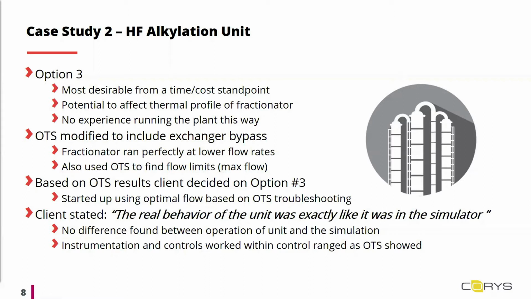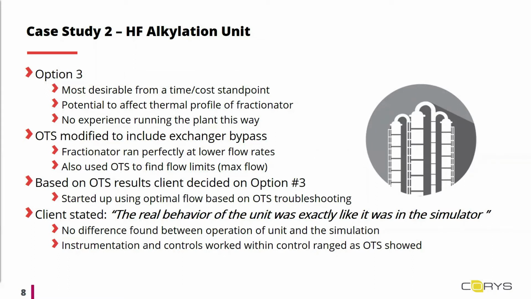So several scenarios were run on the OTS using the minimum throughput of the raffinate and the isobutane. Next, the throughput was slowly increased and the inlet temperature to the fractionator was observed. The inlet temperature remained below the design temperature and there were no problems with the thermal profile. Finally, the throughput was increased until the OTS indicated problems with the temperature and the extraction of isobutane, butane, and too high of a demand from the steam system from the reboiler. The result was that at lower flow rates, the fractionator could run perfectly, and they also used the OTS to find those maximum flow limits to stay within spec.